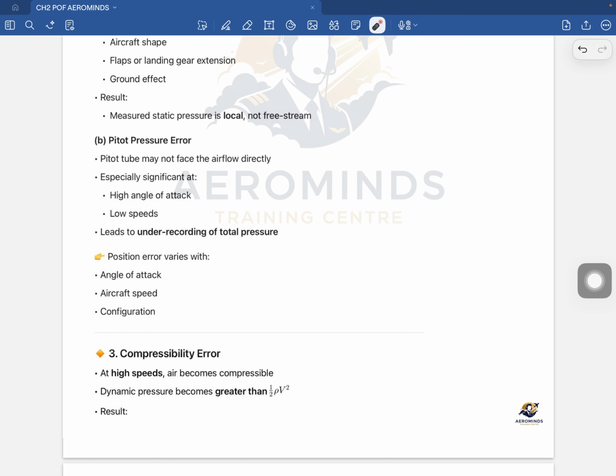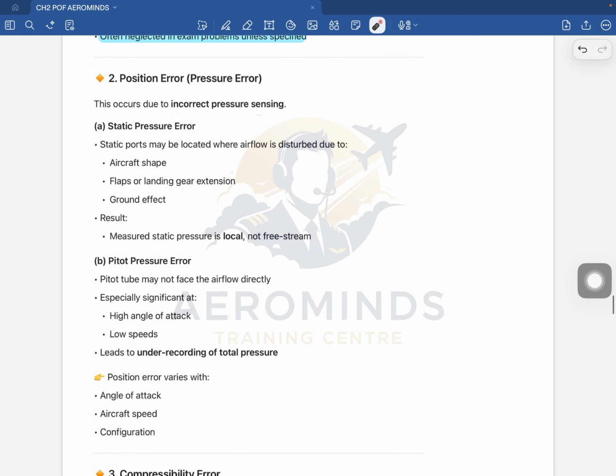Now, the position error is tricky because it is not constant. It is changing with the angle of attack, it changes with the aircraft speed, and it also changes with the aircraft's configuration. This is why the correction charts are provided, so remember this also. First, this occurs due to incorrect pressure sensing.